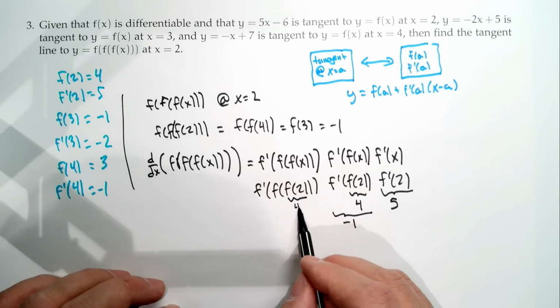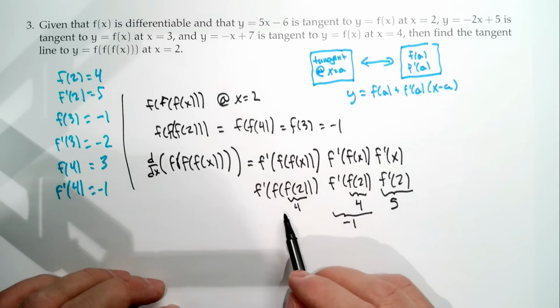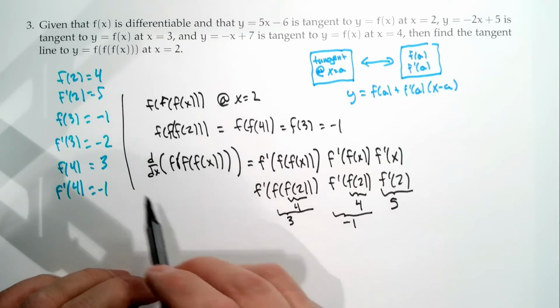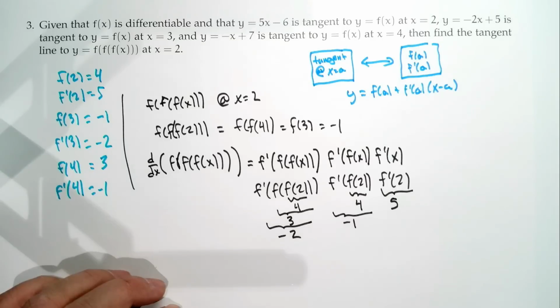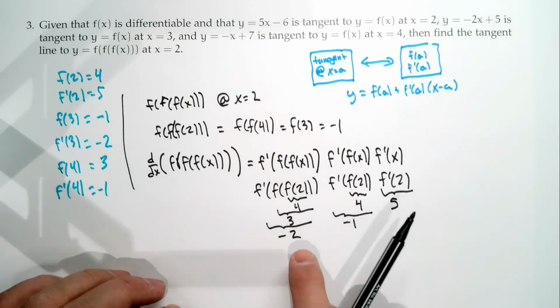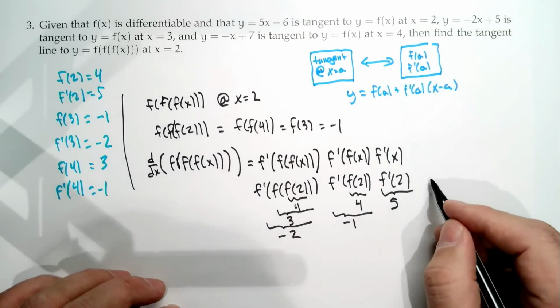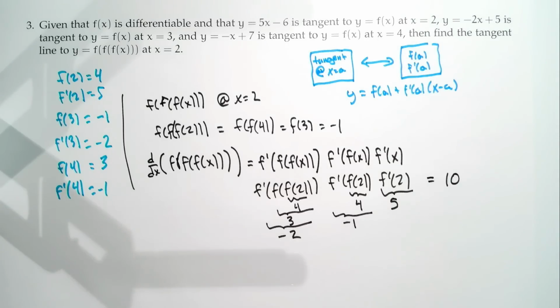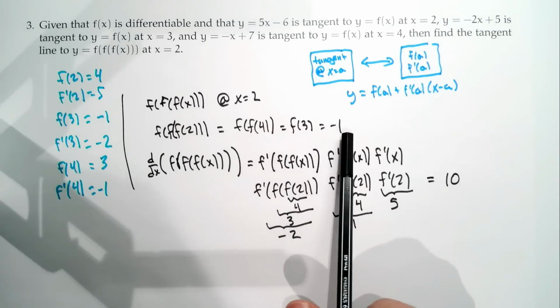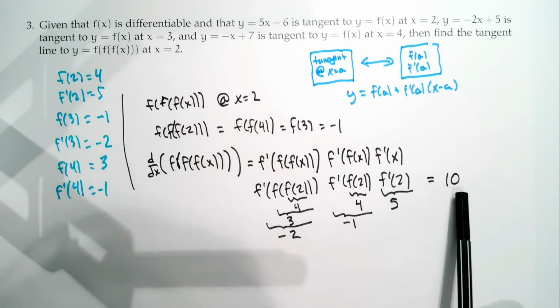F of 2 is 4. F of 4 is 3. F prime of 3 is negative 2. So we get negative 2 times negative 1 times 5, which tells us our derivative is 10. So now we have the value of the function, negative 1, and the value of the derivative, 10.